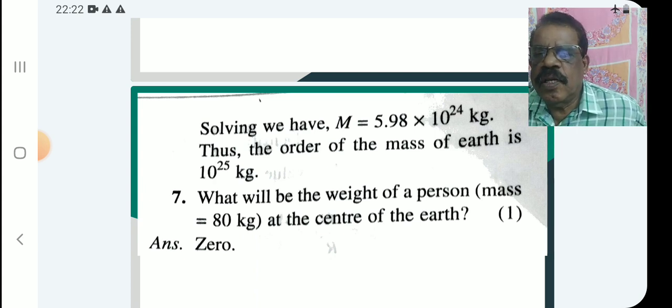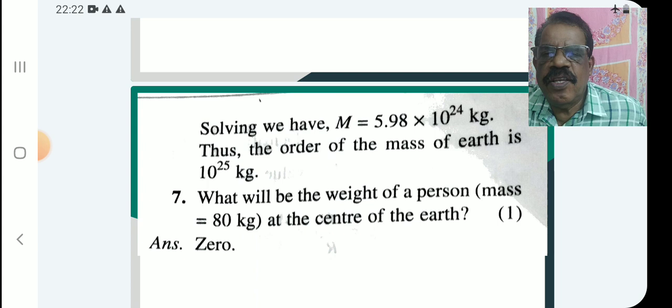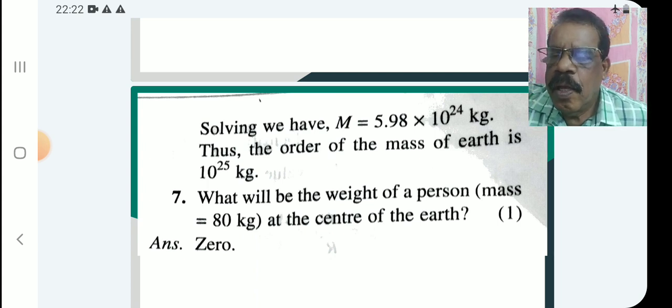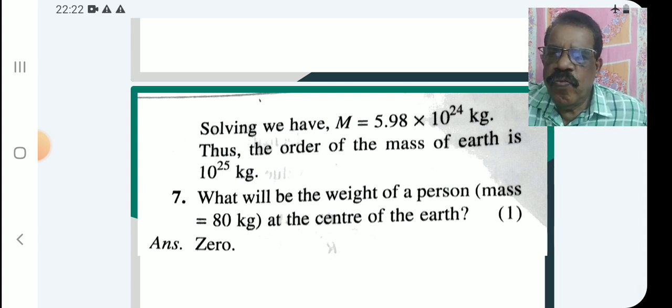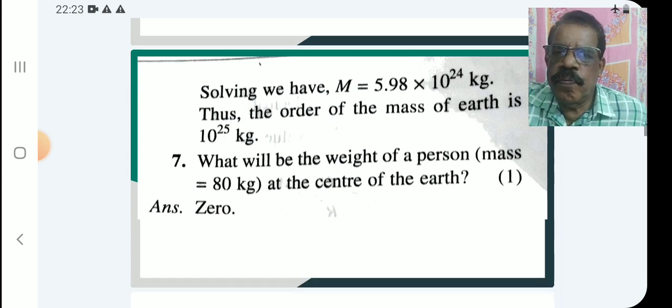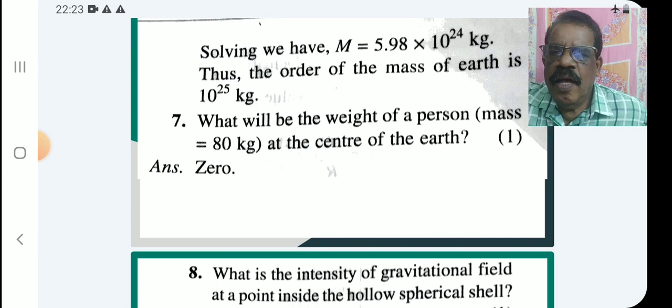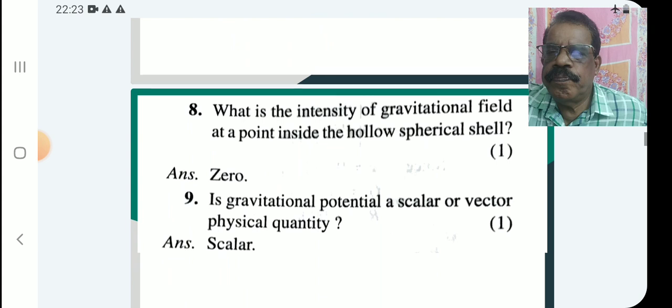Number 7. What will be the weight of a person of mass 80 kg at the center of the Earth? At the center, the weight of a person is 0, because weight W is mg. At the center of Earth, the value of small g is equal to 0. So weight is 0. At the center of Earth, the acceleration due to gravity g is 0. So weight is equal to small m into small g. Since g is equal to 0, the weight is 0.